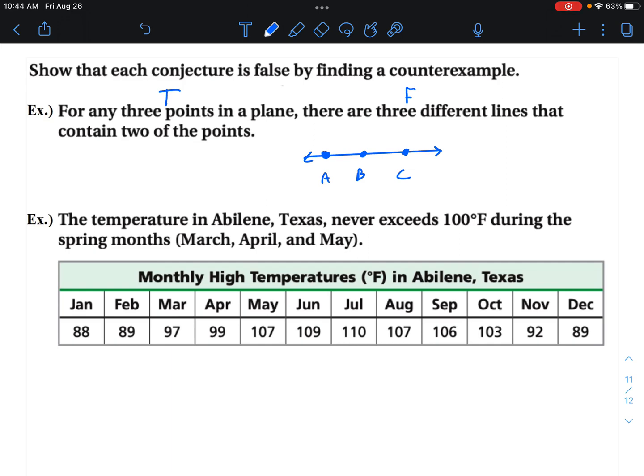Here's another example. This one has to do with the chart. The temperature in Abilene, Texas never exceeds 100 degrees during the spring months, March, April, and May. So we're looking right here. Counterexample, May, 107 degree temperature. We said it never exceeds 100 degrees. It did in May. That would be a good counterexample. Proves it false.